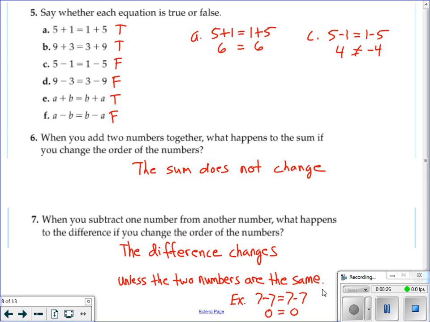Number 7 says when you subtract one number from another number, what happens to the difference if you change the order of the numbers? Well, if you change the order of the numbers when you subtract, the difference changes. The order that you subtract matters. Now, the only time this isn't true is if the numbers are the same. So if you took 7 minus 7, for example, you would get 0. Well, if you flip those 7s around, you're still going to do 7 minus 7, and you're still going to equal 0. So that's the only time that does not work for subtraction.